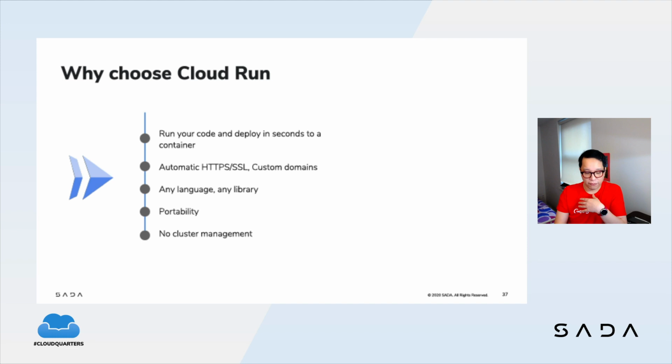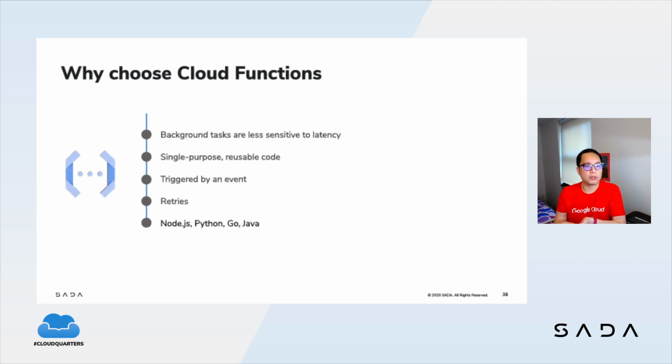Okay, if your environment is not supported with Java, Python, Node.js, Golang, PHP, Ruby, or this kind of language, you have a very specific environment, but that kind of environment can run within a container, then you can just use Cloud Run. Okay. The last one is what we call Cloud Function.